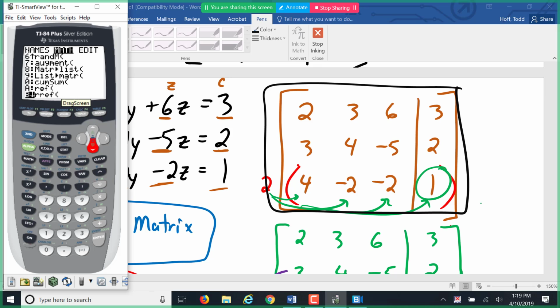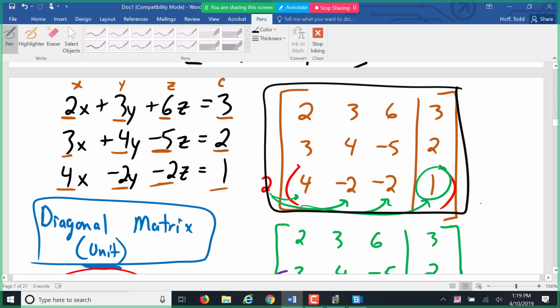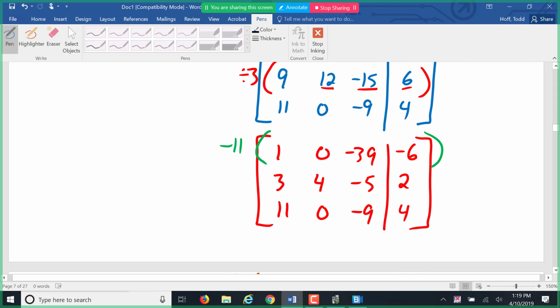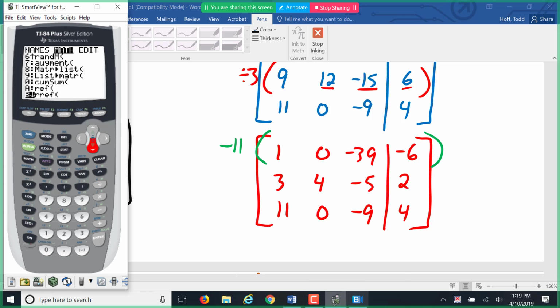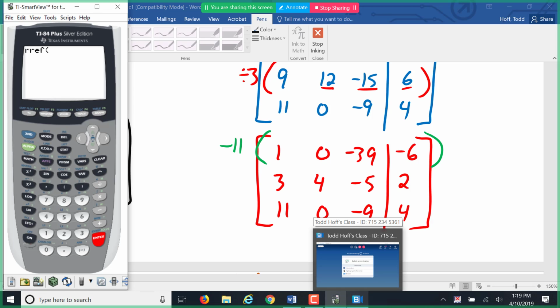REF stands for row echelon form. That's just diagonal with any numbers on that diagonal. RREF stands for reduced row echelon form. If I select that, I still have to select which matrix, so I go into my matrix menu and I select matrix A. Notice it produces a matrix that's exactly what we just got, only it uses decimals instead of fractions. So X is 0.5 or 1/2, Y is 0.33333 or 1/3, Z is 0.16666 or 1/6.